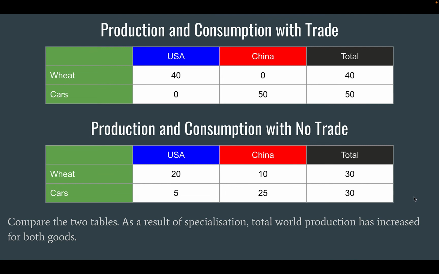A master of all trades, a jack of none. A jack of all trades, a master of none. Do stick to what you're best at. Compare the two tables, and as a result of specialization, total world production has increased for both goods.